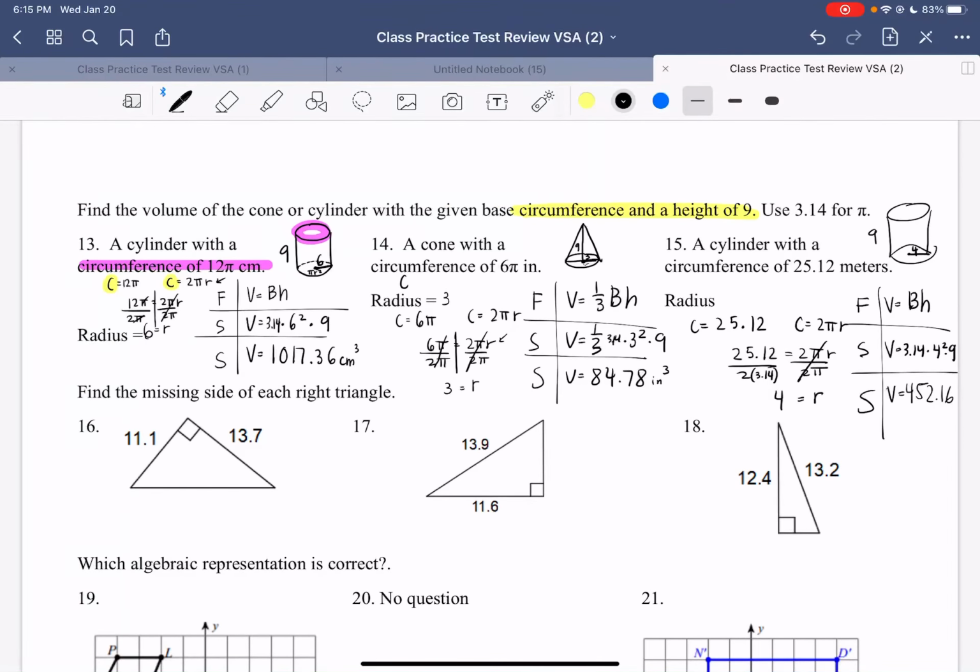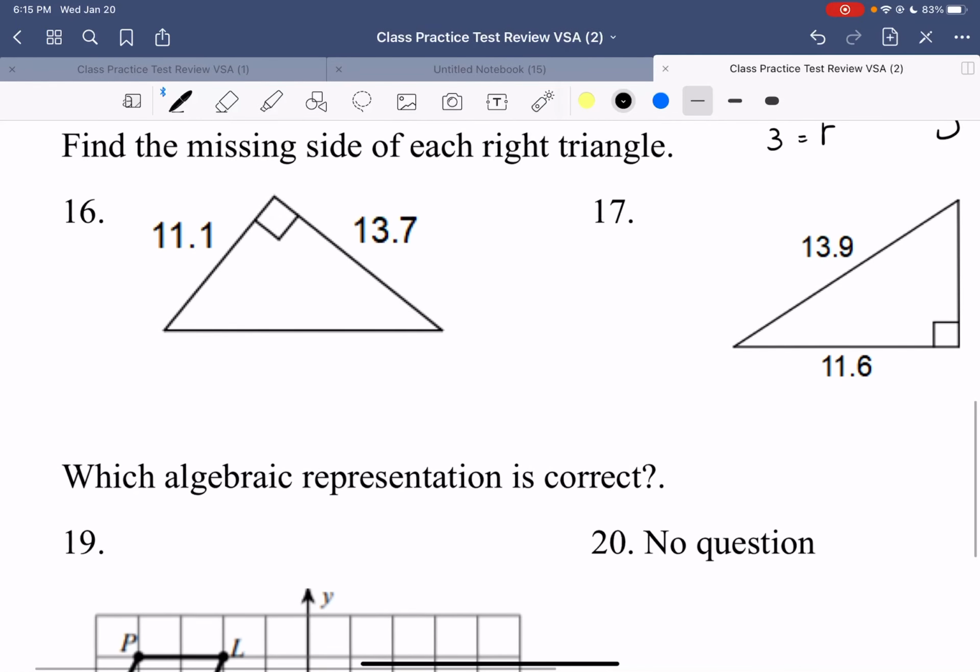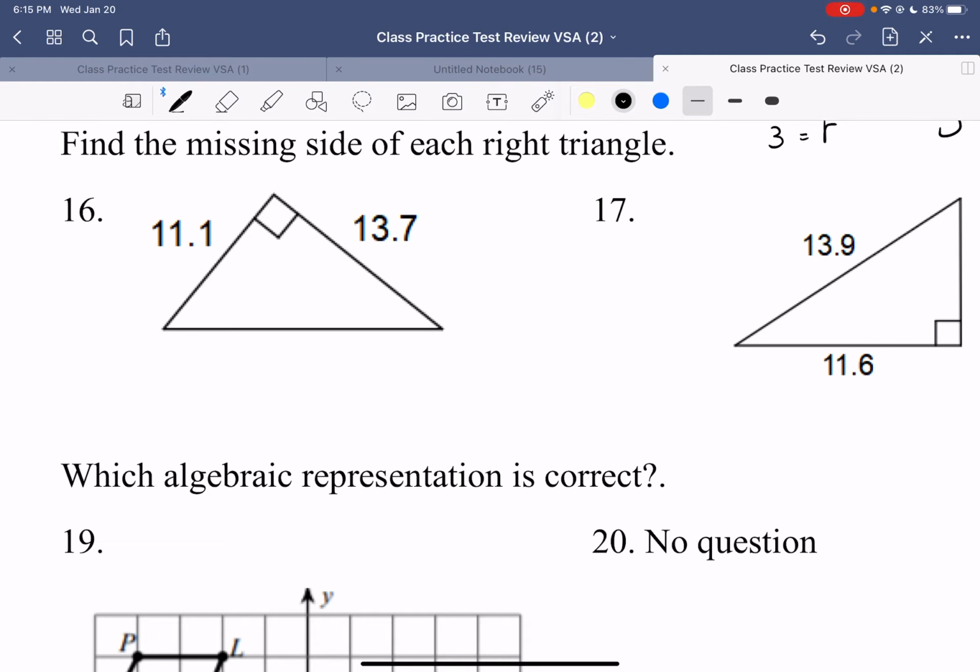All right, now we're up to some old stuff. We're going to do the Pythagorean theorem, finding the missing side of the right triangle. I'm going to go kind of fast. We have a squared plus b squared equals c squared. Remembering that the side across from the right angle is c, and a and b are interchangeable. So we have 11.1 squared plus 13.7 squared equals c squared. That's what we're finding.